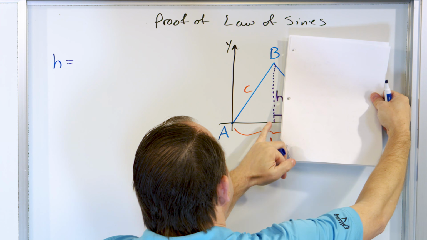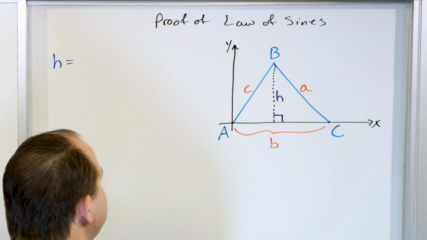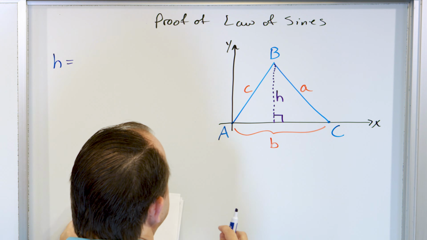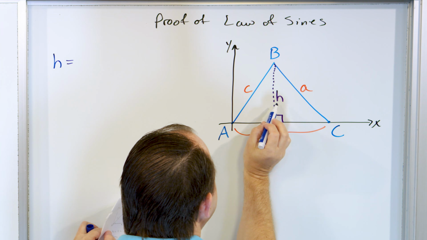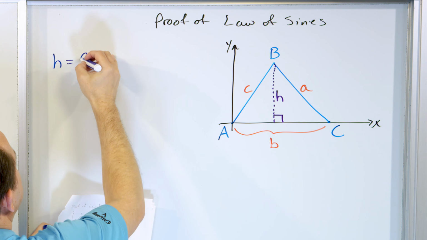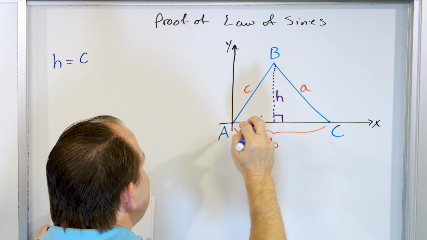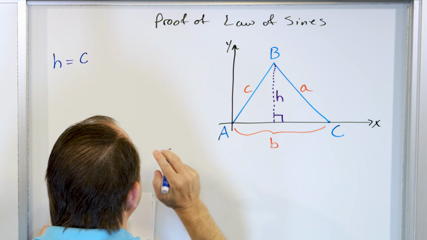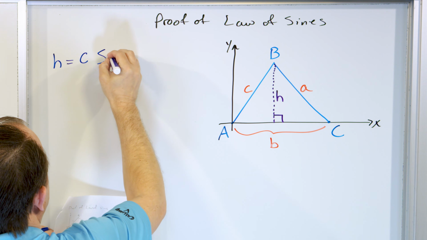There's a right triangle here. This is a right triangle. So we can use our knowledge of sine and cosine. How can we write h? H, we can say, is the hypotenuse c times the sine of this angle down here, which we know is A, times the sine of A.